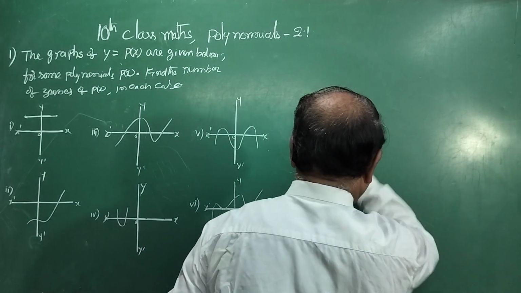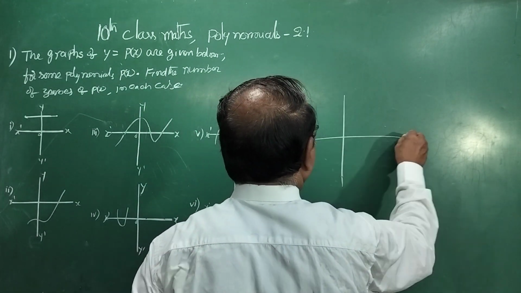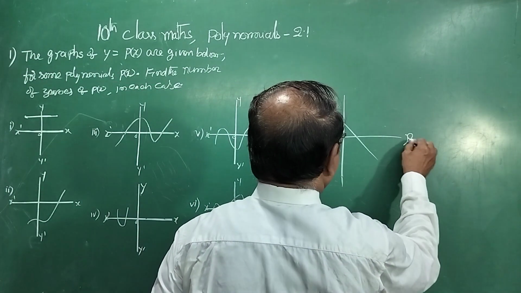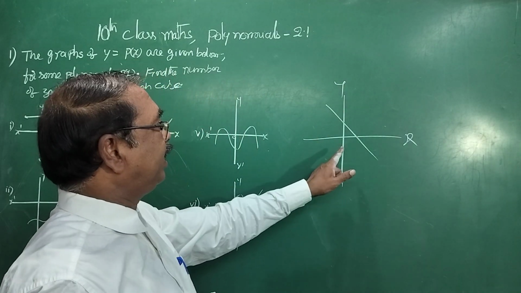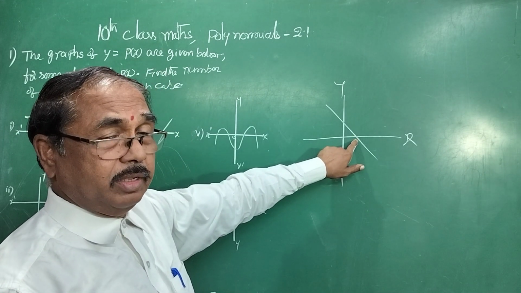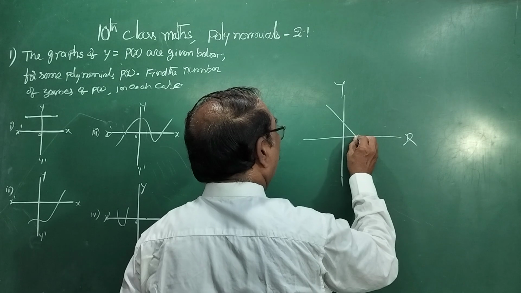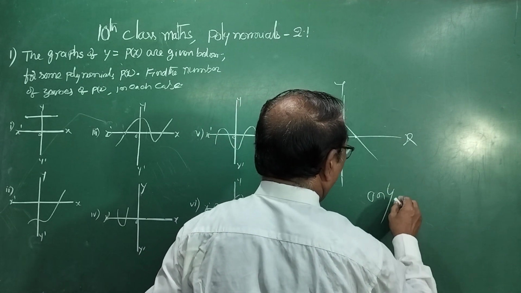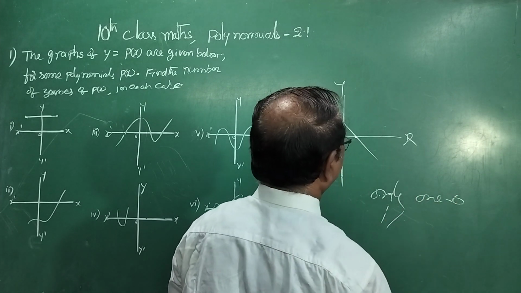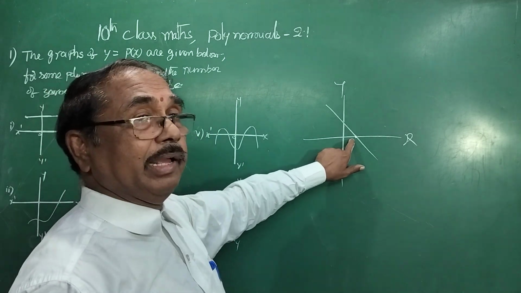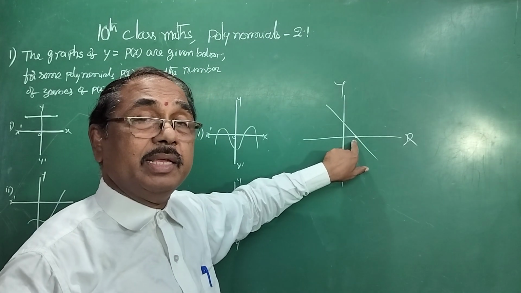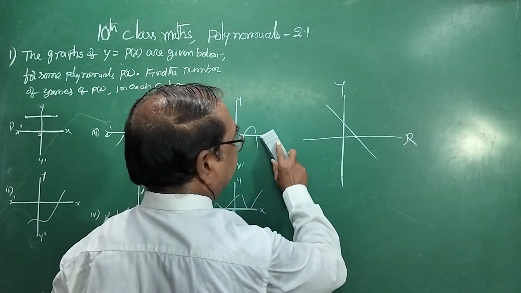Another one, let us see. It is the x-axis, and this is the y-axis. How many zeros are there? At how many places does this line intersect? At only one place. That means only 1 zero. We have to write like that, because this line intersects the x-axis at only one place.